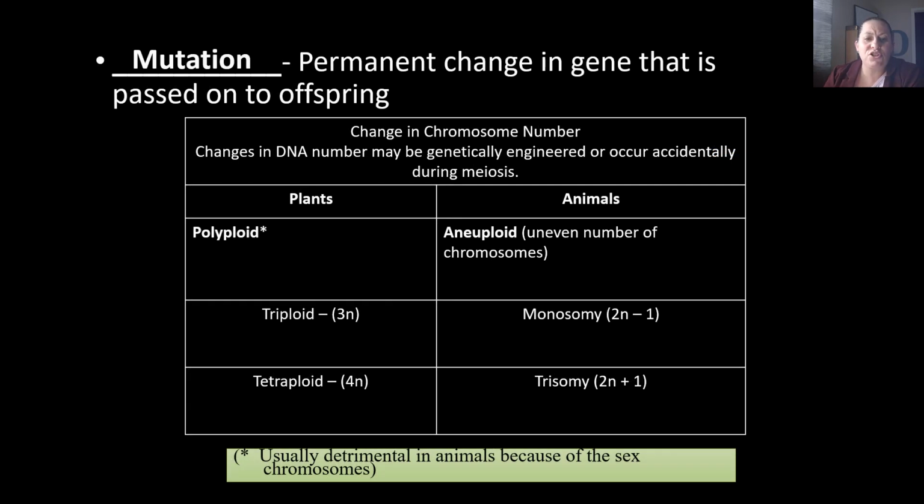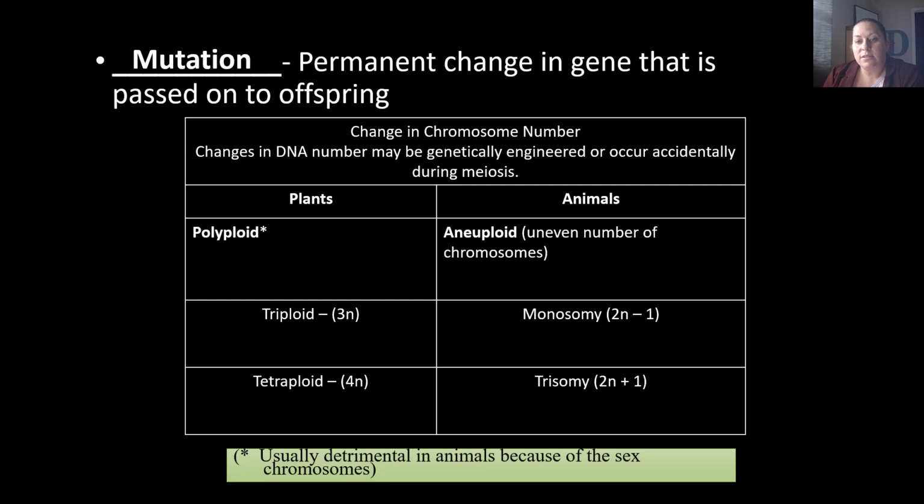So guys, a mutation is a permanent change in a gene that's passed on to an offspring. We're going to talk about this briefly here, but it's going to come back when we get a little deeper into genetics. We do see that there could be a change in actual chromosome number. The changes in the DNA number may be genetically engineered, like we see a lot of times with plants, but they also can occur accidentally during meiosis.